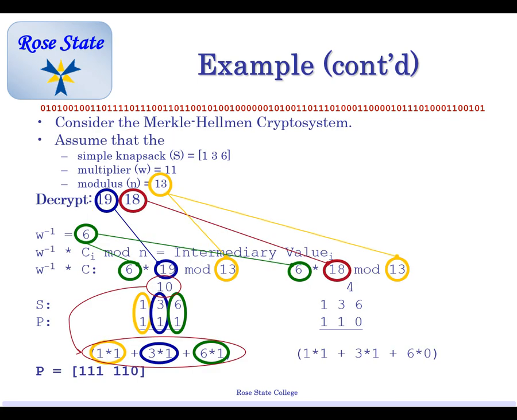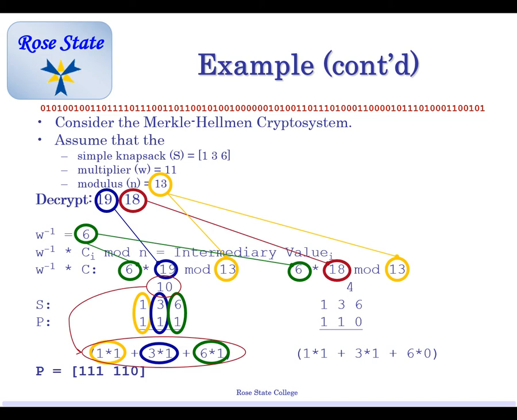Then we have to decrypt them. We bring down our inverse of W in this case. Inverse of W times the first ciphertext value mod 13. And we get this 10 and this 4. Then we need to use the simple knapsack. In other words, that 10, what combination of 1, 3, and 6 is equal to 10? All of them, so it's 1, 1, 1. See that? What combination of 1, 3, and 6 is a 4? 1, 1, 0.